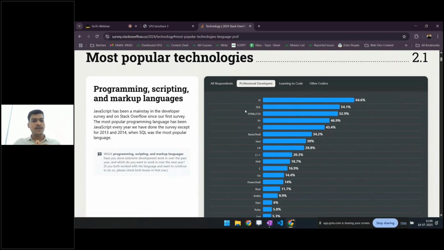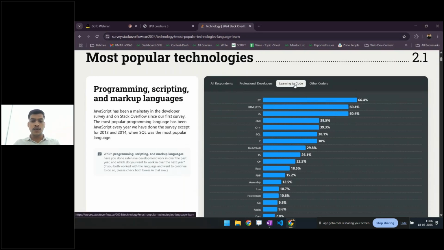Professional developers means developers like myself and other staff who have been in the industry for so long and have developed multiple solutions for companies and organizations. With professional developers also, the most popular technology and language is JavaScript, at 64.6%. Then come to your audience, like you students who are about to enter BTech or BCA or whatever degree you want to pursue. For that audience, the first one is Python, which is still in the top 5.